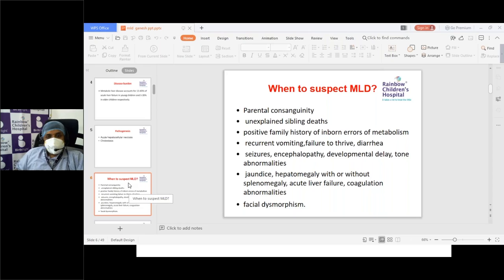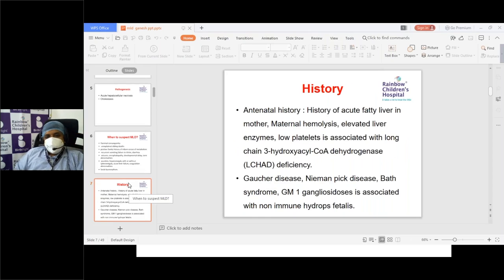Yes, so once we are thinking in terms of a metabolic liver disease in a given case, now what are all the histories, without forgetting, that one should ask?